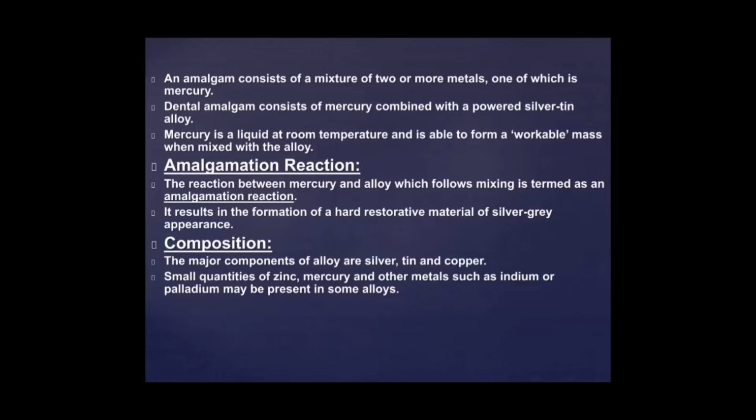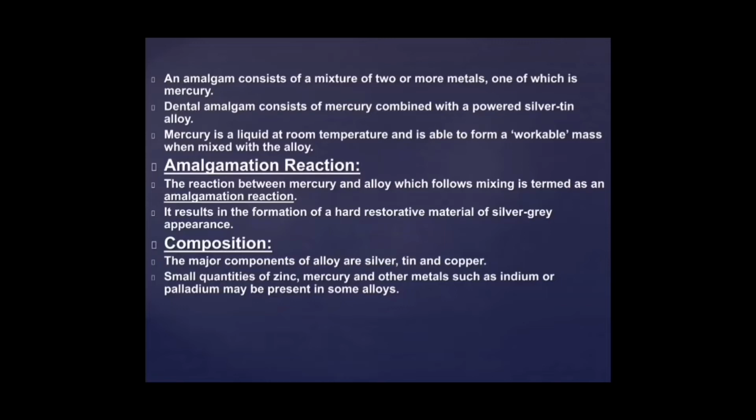Amalgamation reaction. The reaction between mercury and alloy which follows mixing is termed the amalgamation reaction. It results in the formation of a hard restorative material of a silver gray appearance. Composition. The major components of the alloy are silver, tin, copper, a small quantity of zinc, mercury, and other metals such as indium and platinum may be present in some alloys.